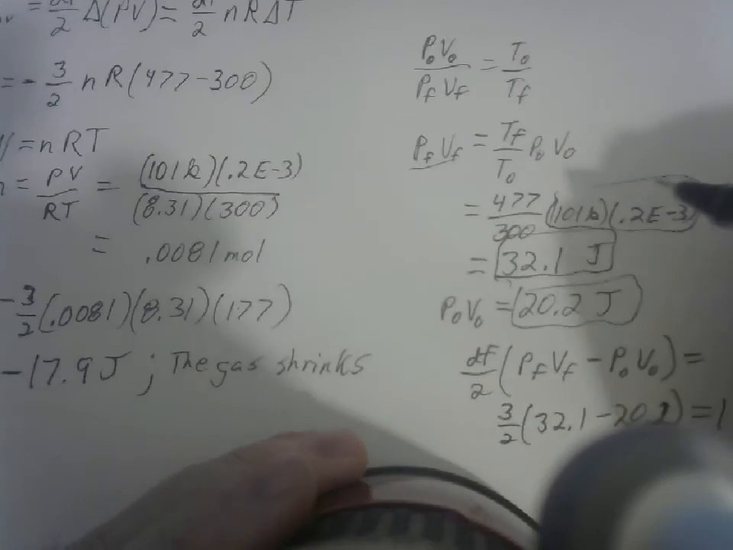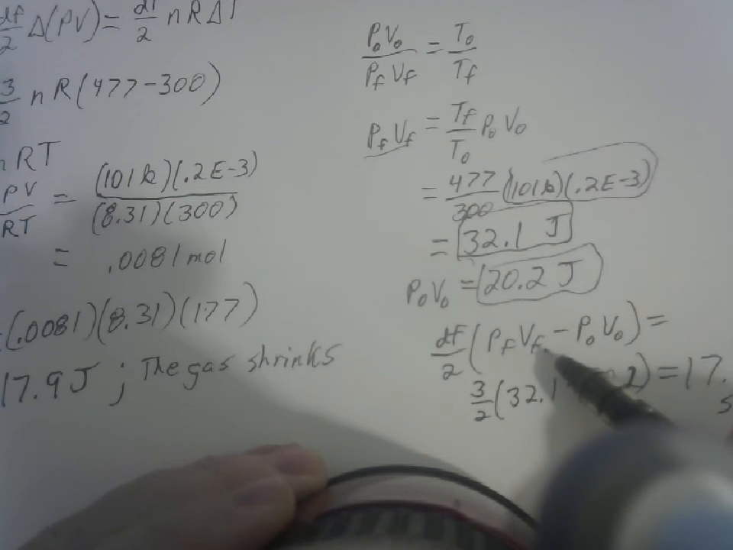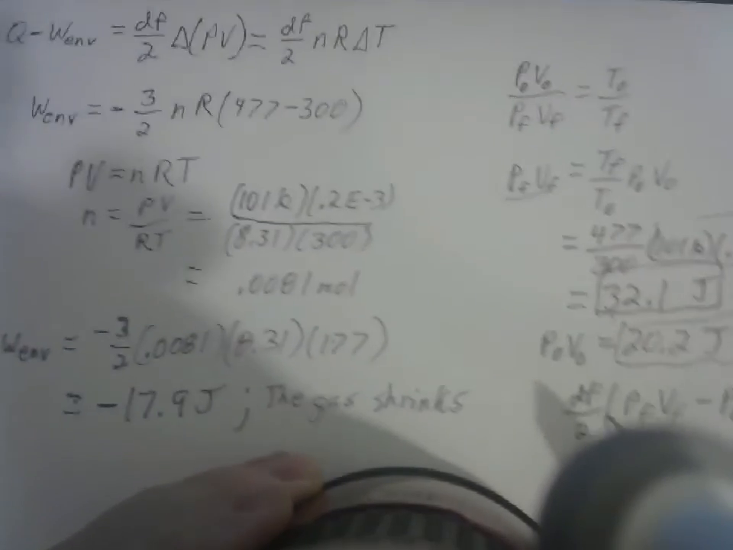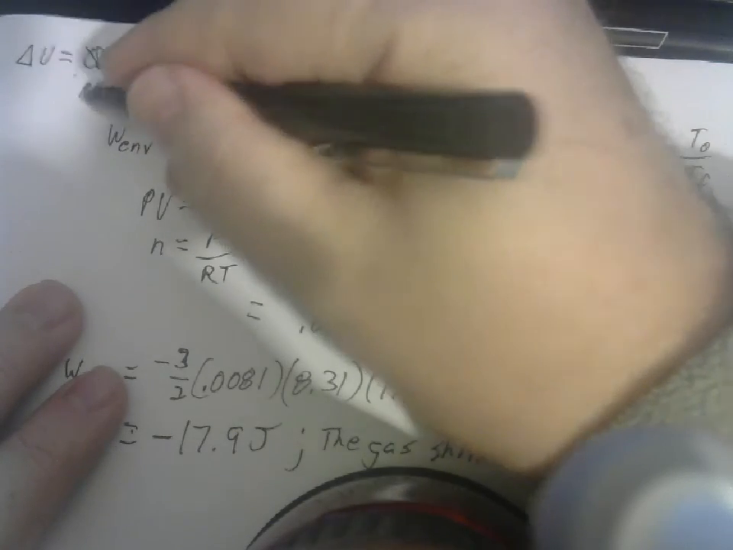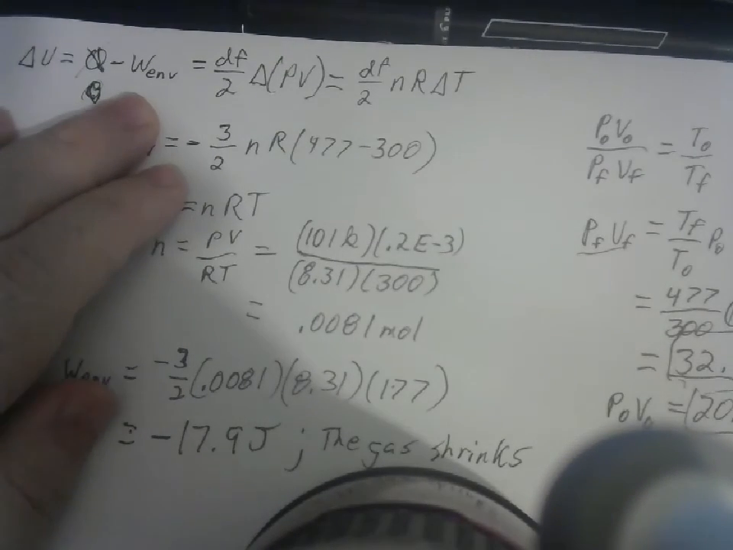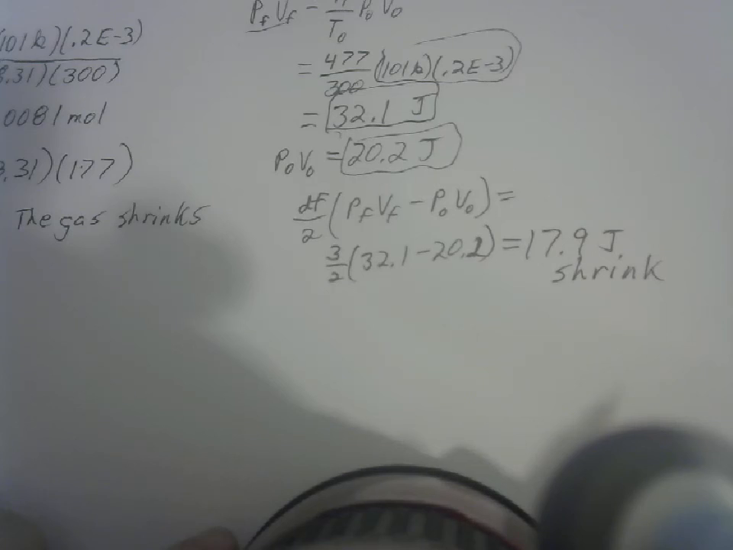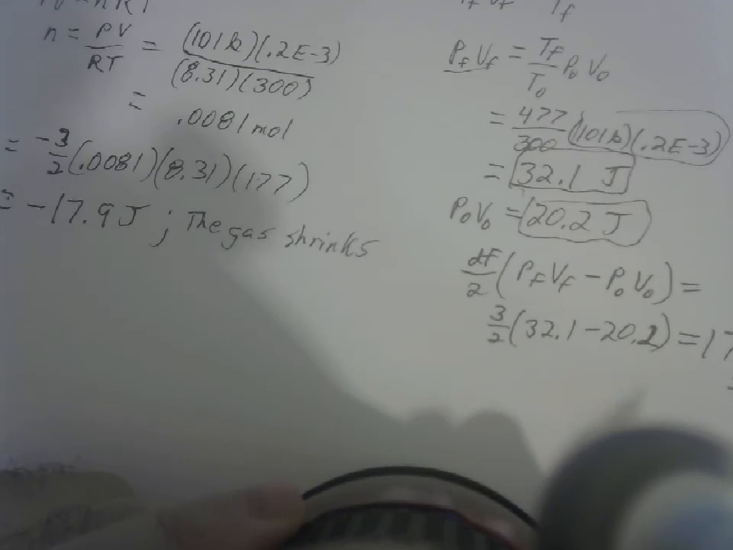was 20.2 joules. So the change in PV is P final V final minus P initial V initial, multiplying that by degrees of freedom over 2, which I have up here. Q minus work environment, we know that Q is 0, so 0 minus the work done on the environment is 3/2 times 32.1 minus 20.2, and 17.9 joules of gas shrinking. So same answer there, negative 17.9 joules, gas shrinks.